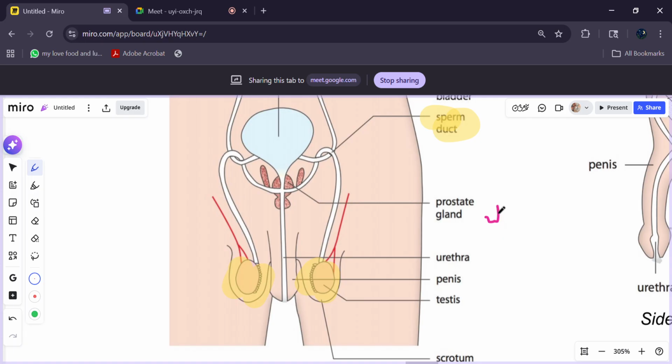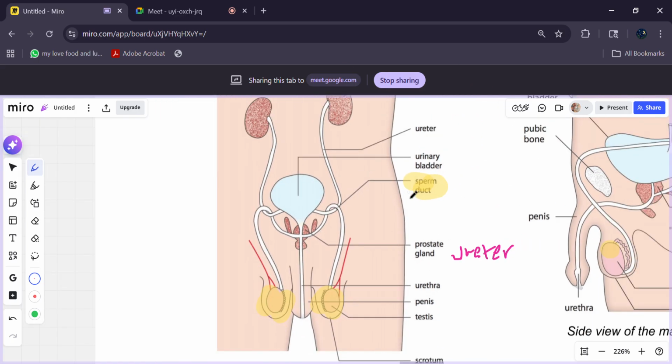Let me spell it for you: U-R-E-T-E-R. This is the ureter. The ureter connects the kidneys to the urinary bladder. The sperm duct loops around the ureter and then opens into the urethra. That means the sperm duct and the urethra are connected at this junction.